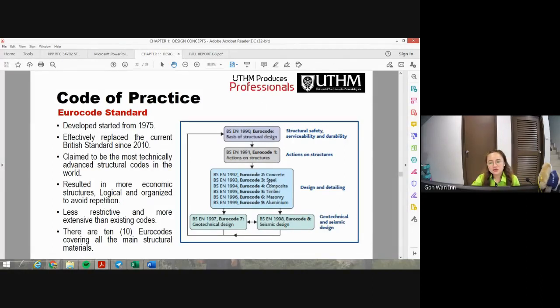Okay, so number 3 is steel, number 4 is composite, number 5 is timber, number 6 is masonry, number 9 is aluminium. So Eurocode 2, 3, 4, 5, 6, 9 are focused on the design and detailing. So every single step is there.